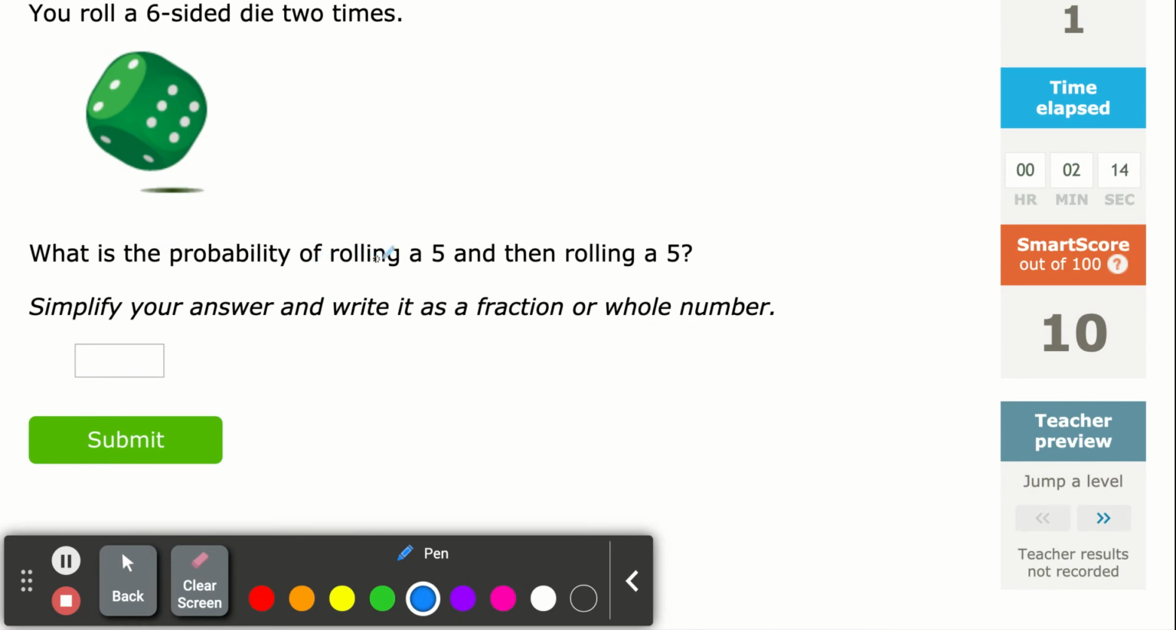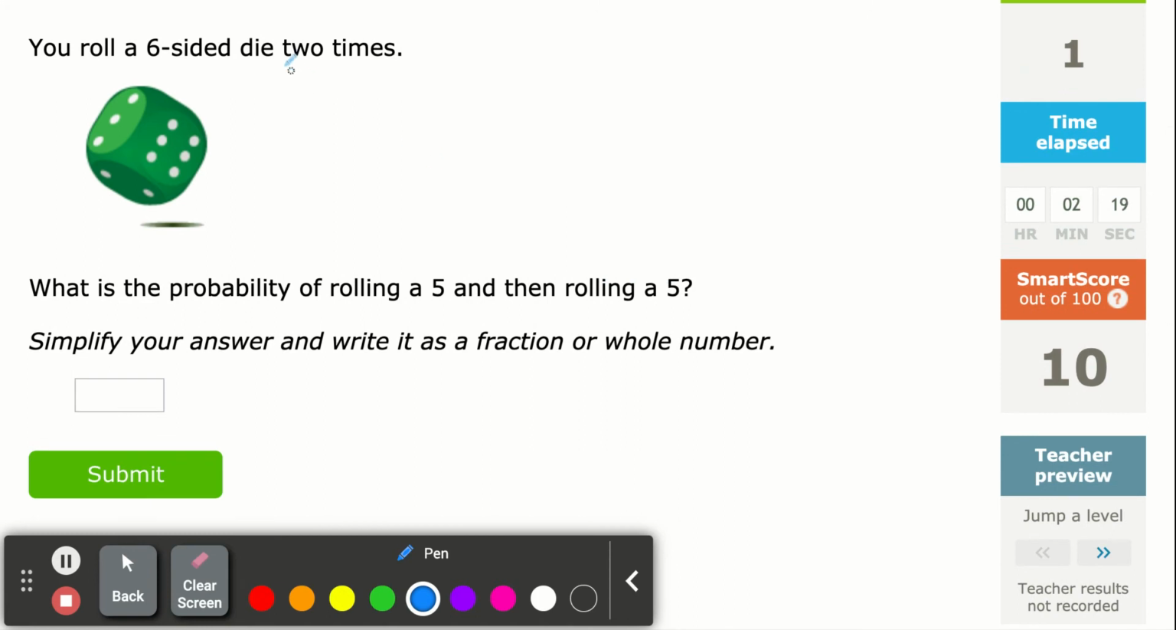What is the probability of rolling a 5 and then rolling a 5 again? You roll a 6-sided dice twice. Well, there's 6 sides on the dice. Only one side has a 5. But now these events are independent. Where on the last one, they're dependent on each other. This one, they're independent. The second time I roll it, there's still a 1 in 6 chance of rolling a 5, and I multiply those 2 together, and I find out there's a 1 in 36 chance of rolling a 5 2 times in a row.